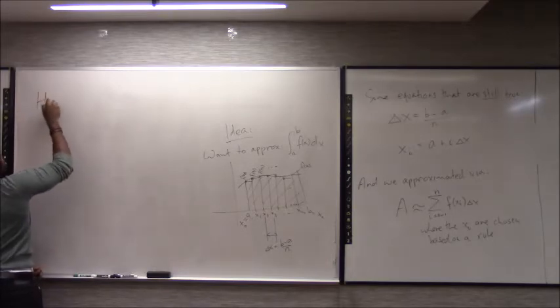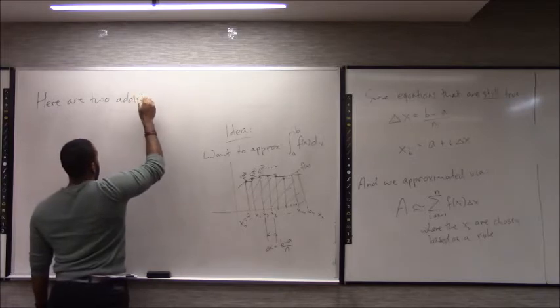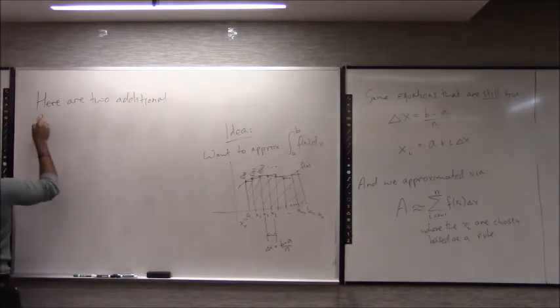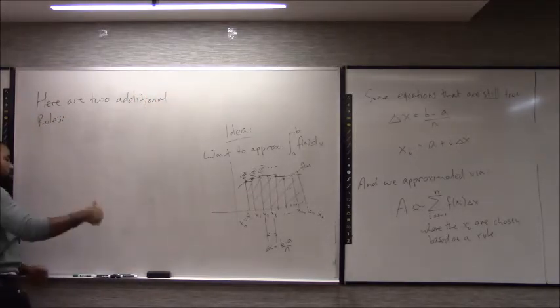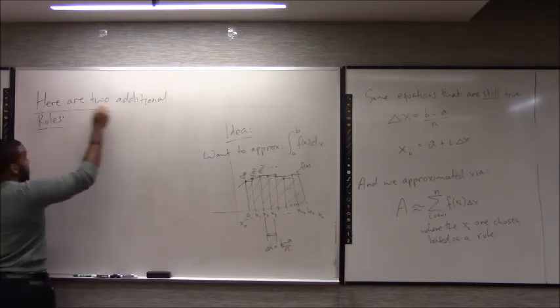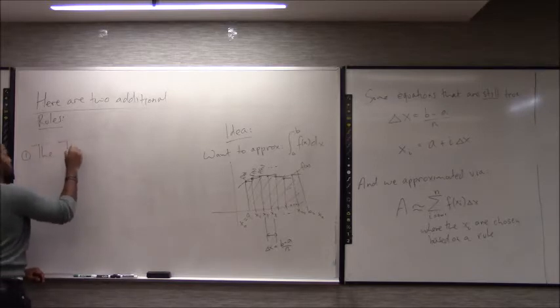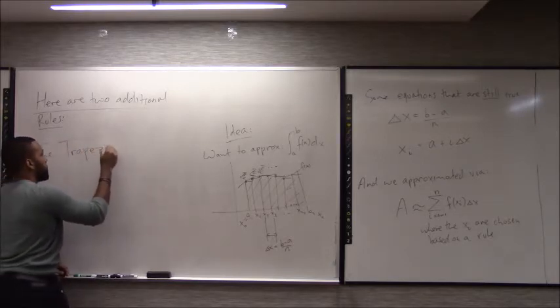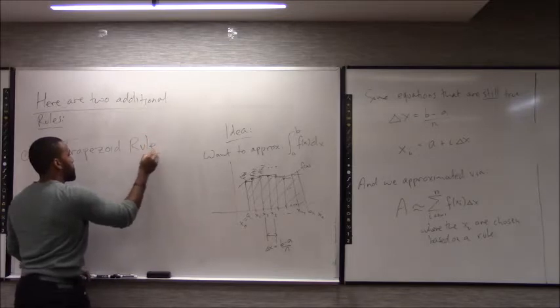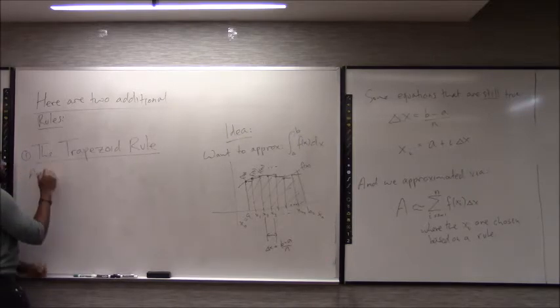Here are two additional rules. So midpoint, right hand, left hand, you still need to know those, and it's fine for me to ask you about them and test you on them. But we have two additional rules. One is called the trapezoid rule. Now, this guy works by approximating the area under the curve with trapezoids.